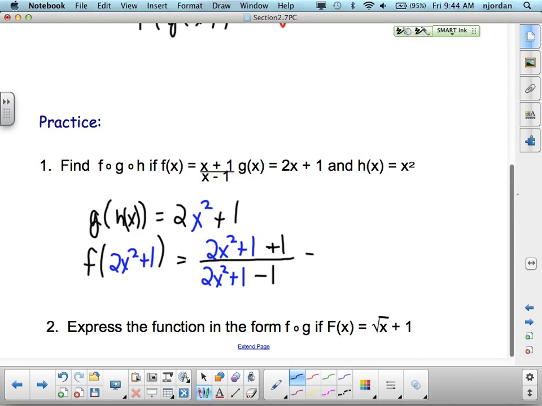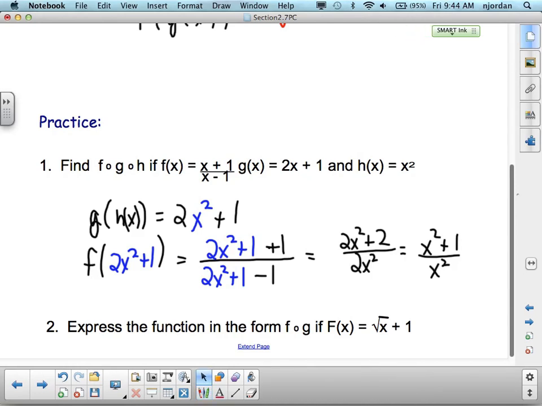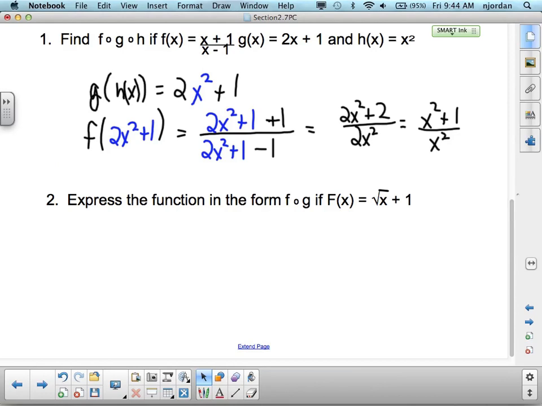And then simplifying there, we've got 2x squared plus 2. The 1's cancel in the denominator, so we've got just all over 2x squared, and that's going to leave us with x squared plus 1 over x squared. Do not cancel out those x squareds. So that's just another little practice one to take a look at if you're having trouble.